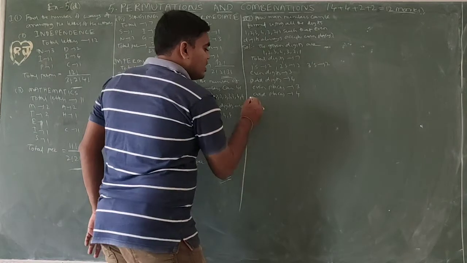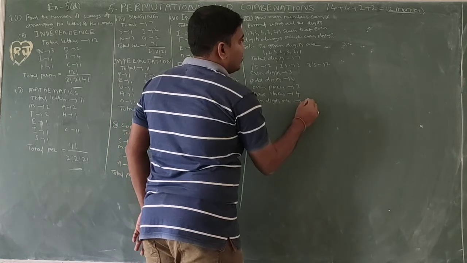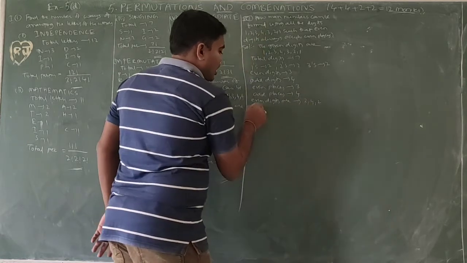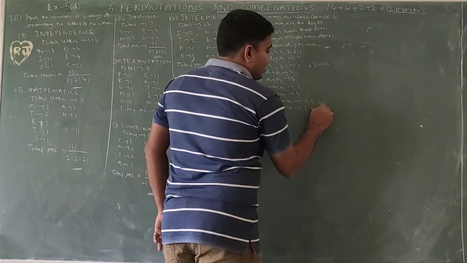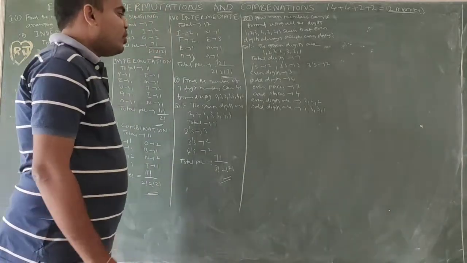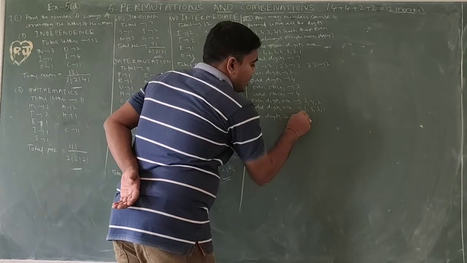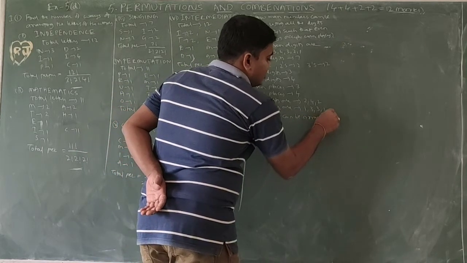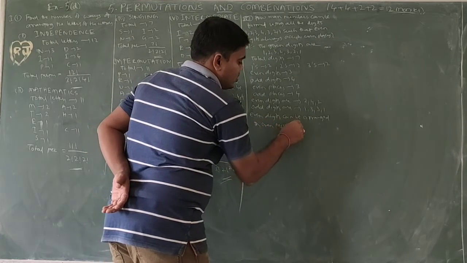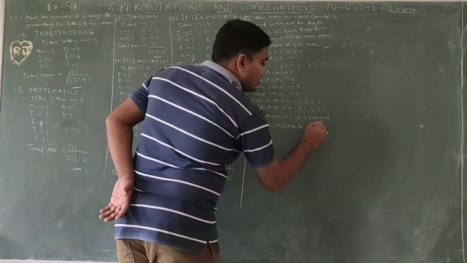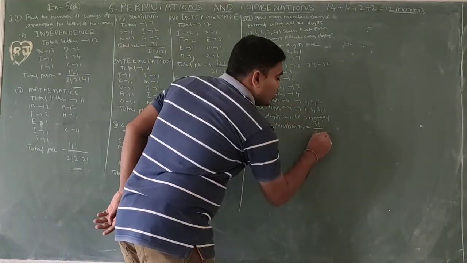Okay, so even digits are 2, 4, 2. Odd digits are 1, 3, 3, 1. So these are the odd digits. So even digits can be arranged in even positions. In how many ways? 3 factorial. Whether anything is repeated? 2 is repeated. How many times? 2 times. So 2 factorial.